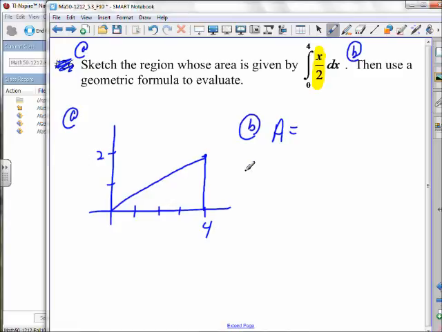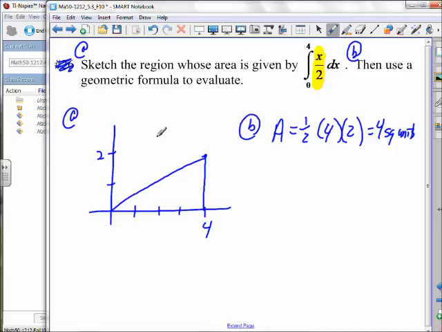It's a right triangle. Okay, so 1/2, what's your base? What's your height? Our area is 4 square units. Now, when we take the integration of this, we should get the same answer. Agreed? We should. Okay, here we go.